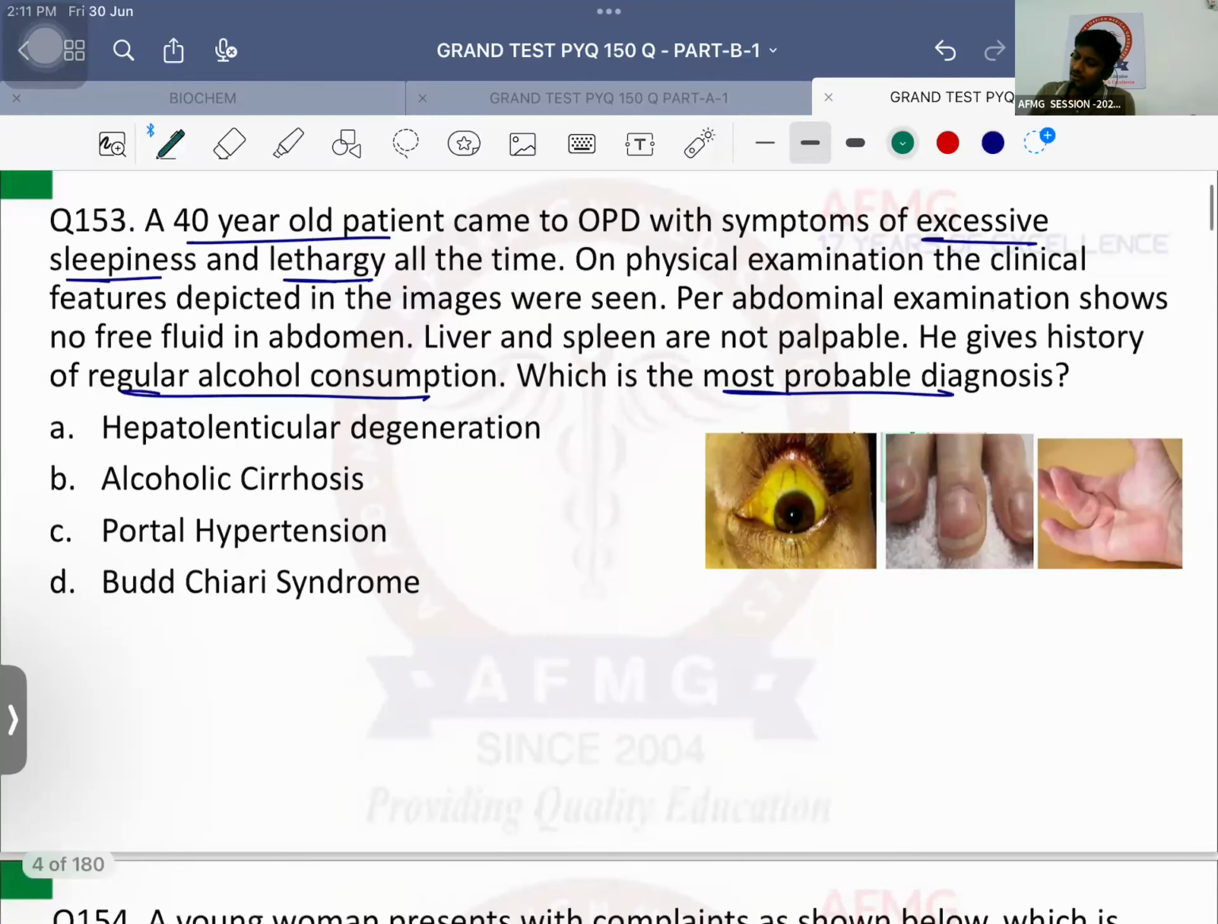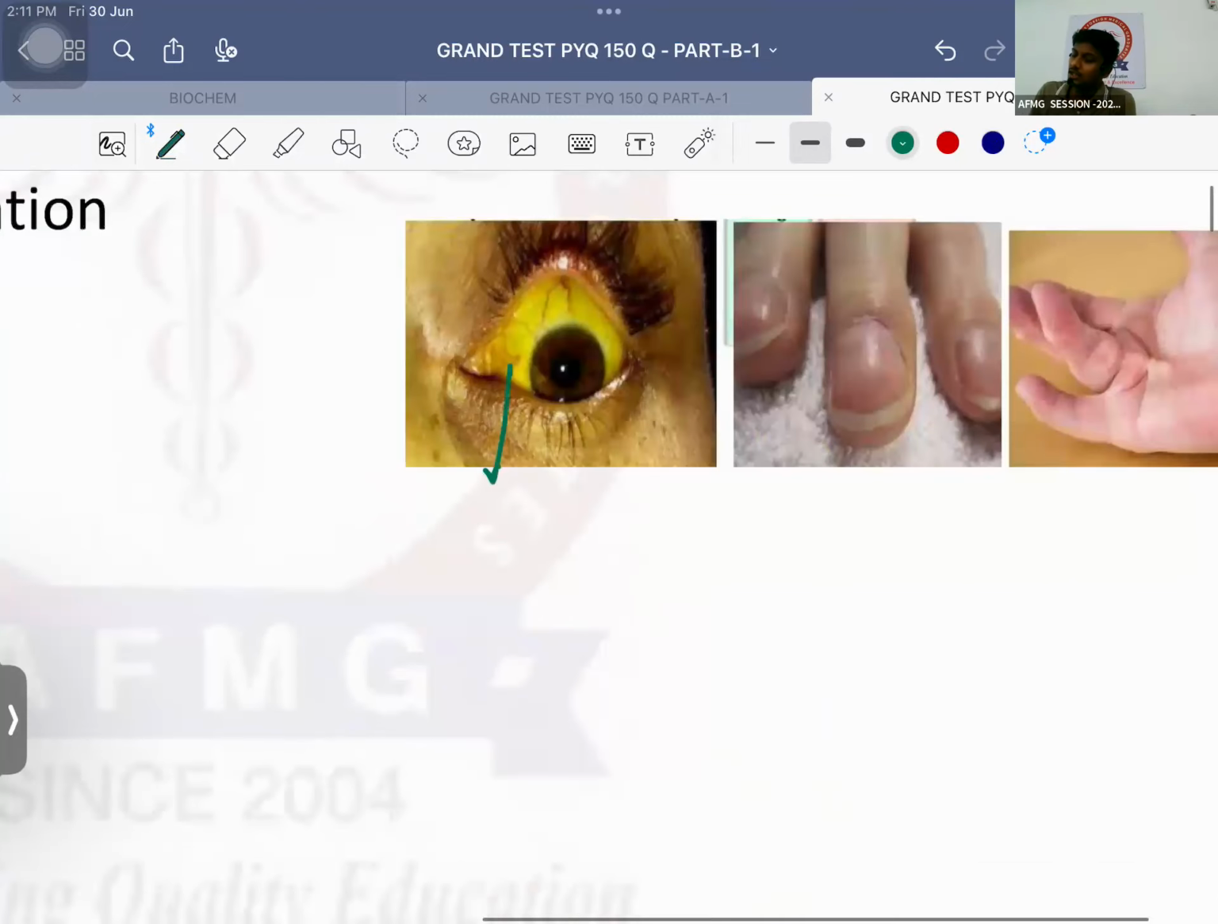What is seen in the image? First of all, what does the sclera show? Yellowish discoloration of sclera, that is known as icterus. Okay? So yellowish discoloration of sclera, that is known as icterus. That is suggestive of jaundice in the patient. Next, what is this? Anybody? It is known as clubbing.